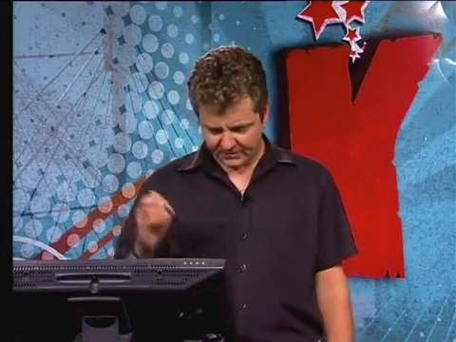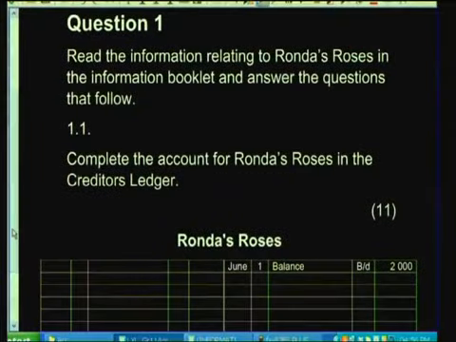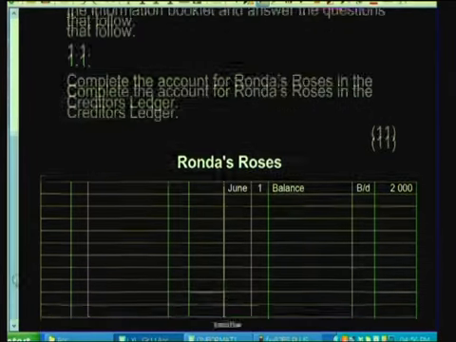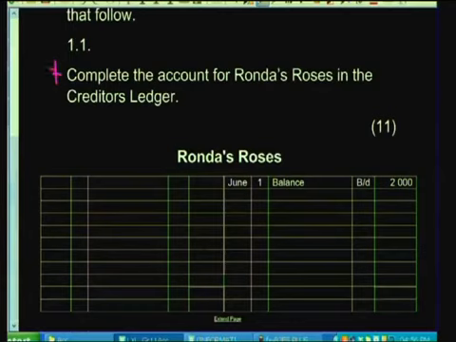Okay, now that we've looked at the various theory, we're going to get to a practical example where we are actually going to do a creditor's reconciliation. So let's have a look at the question that we have here. It says, read the information relating to Rhonda's roses in the information booklet and answer the questions that follow. It tells us here that we must complete the account for Rhonda's roses in the creditor's ledger. So we've got here an account for Rhonda's roses which we are going to complete according to the model that they're going to show us.